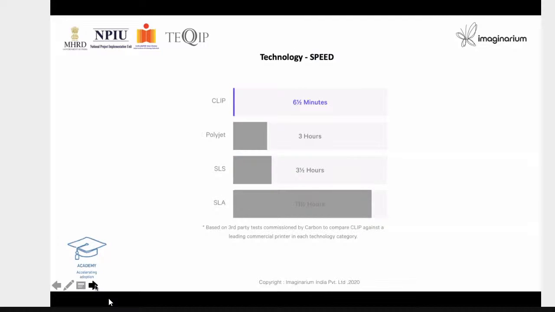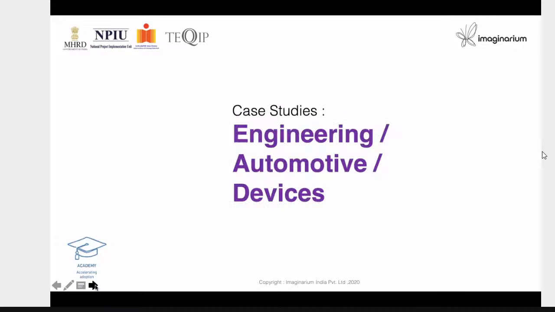And the technology is steadily becoming faster, as you can see. With SLA, apples to apples comparison, 11.5 hours, SLS 3.5 hours, PolyJet 3 hours, to Clip, which is 6.5 minutes. So what is the comparison? It is only expected to increase in speed as we go by with the technology. And let us now jump into some of the case studies quickly.